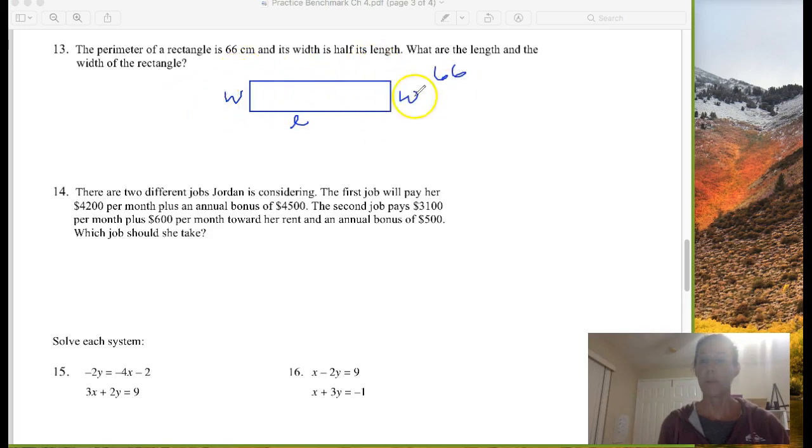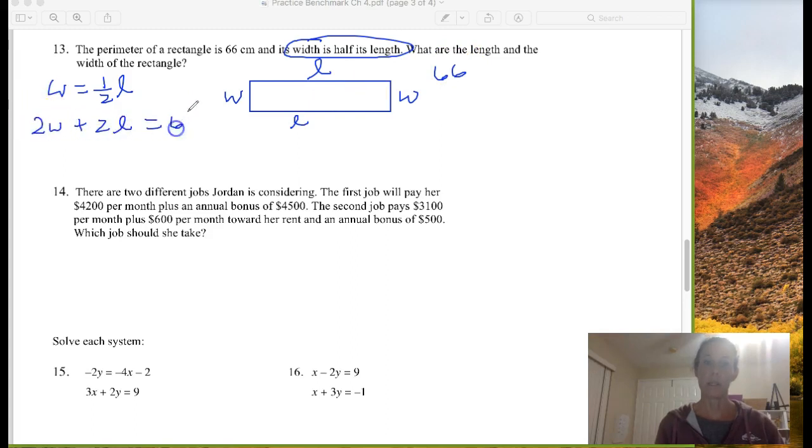When you have a perimeter, you have 2 widths and 2 lengths. You add them up to get 66. We also know the width is half the length, so write that out. You know the width equals 1/2 the length. What are the length and the width of the rectangle? Well, we can figure out the rectangle's perimeter because 2 widths and 2 lengths is 66. So we're going to go 2 widths plus 2 lengths is 66, the perimeter.